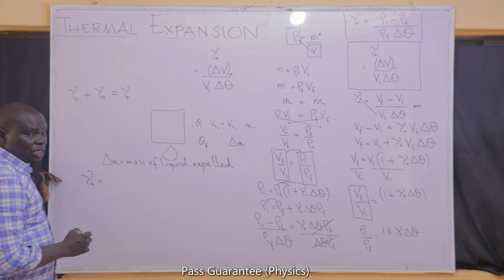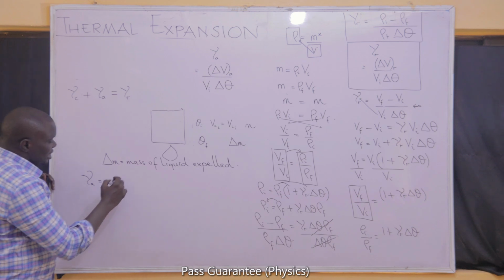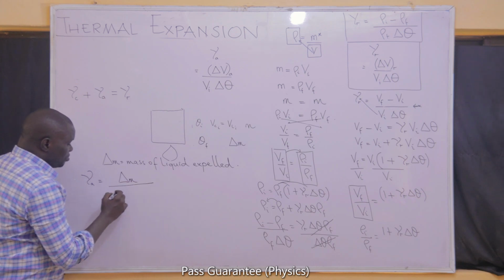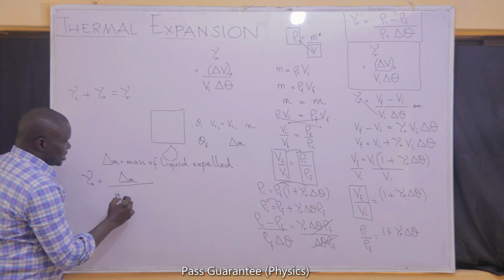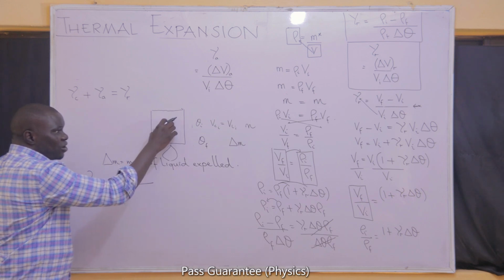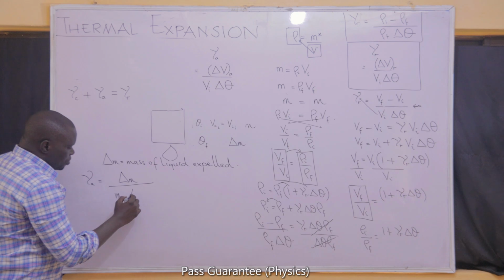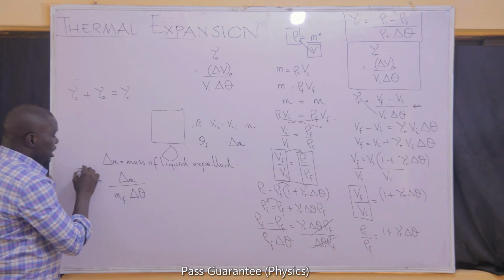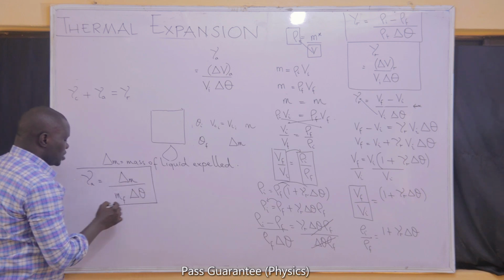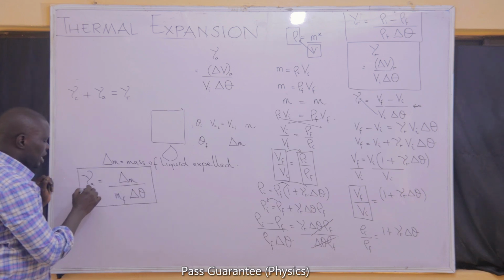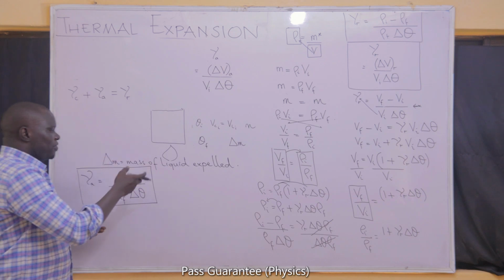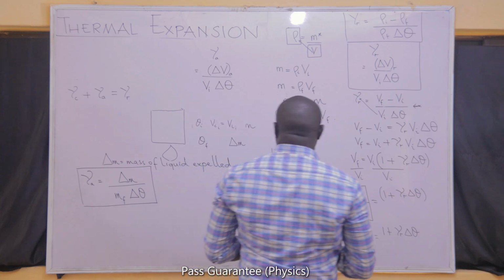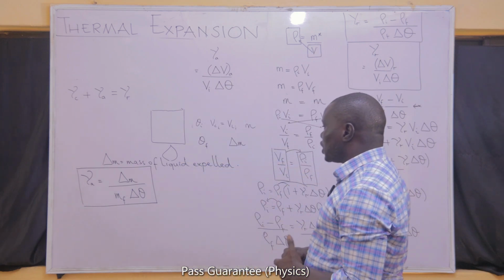And how will I do that? I can say that the mass of the liquid expelled, if I divide it by the final mass, that is the mass that is left inside the container, multiplied by the change in temperature, should give me the apparent cubic expansivity. It is easy to know that this is apparent cubic expansivity because I am finding expansivity when the liquid is inside the container. So that is another formula for apparent cubic expansivity.